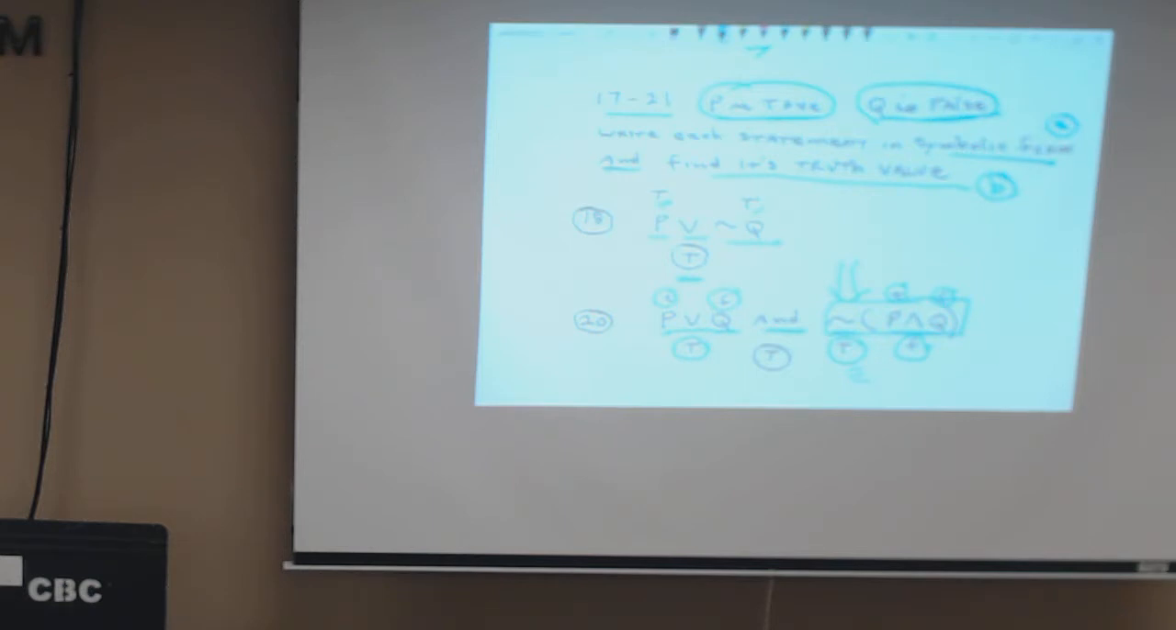This whole side has a truth value of true. So what does that make, when I have true and true? True. Isn't that beautiful?